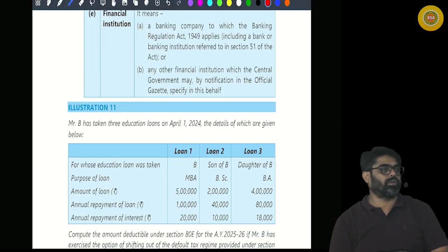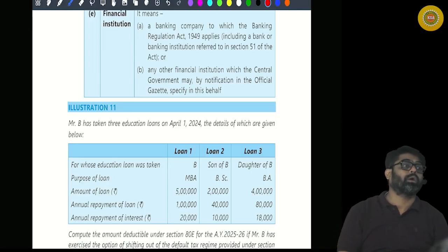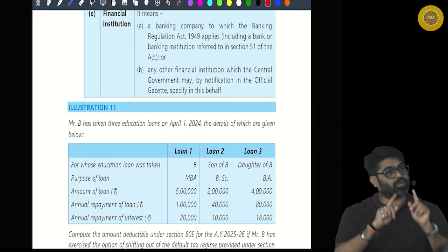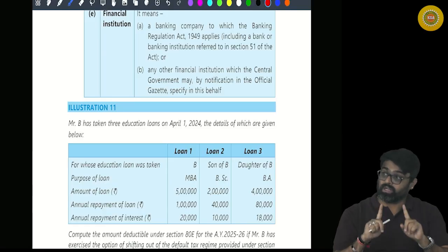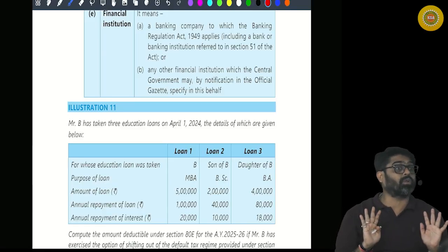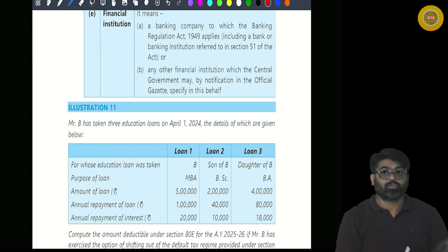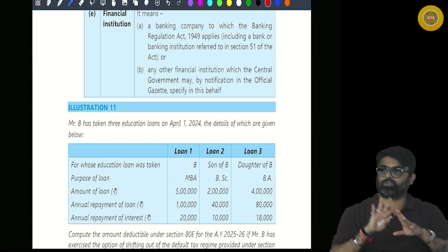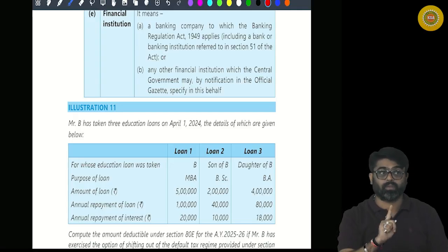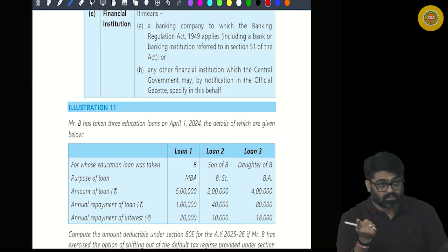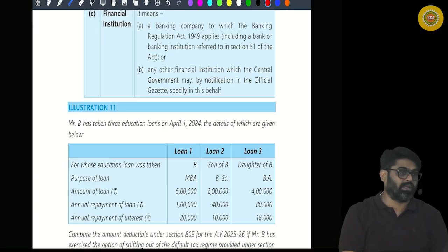80E. Are you an individual? Yes or no? You might have taken a loan for higher education, for yourself, for your spouse, or for your children, who may or may not be dependent on you. Or for any student for whom you are a legal guardian. So for the higher education of these persons, you have taken a loan. And that loan must be taken from any bank or any approved charitable institution.